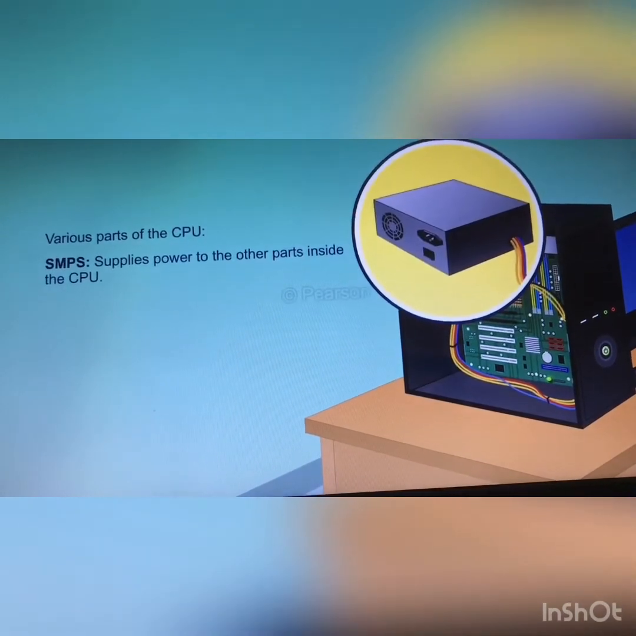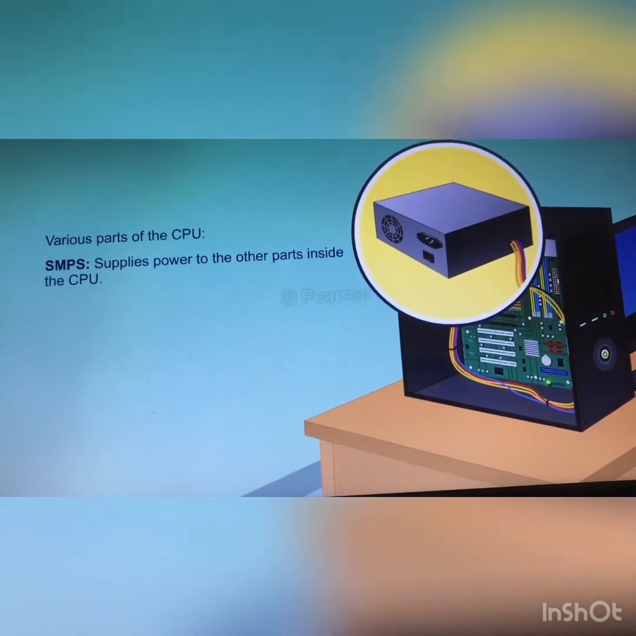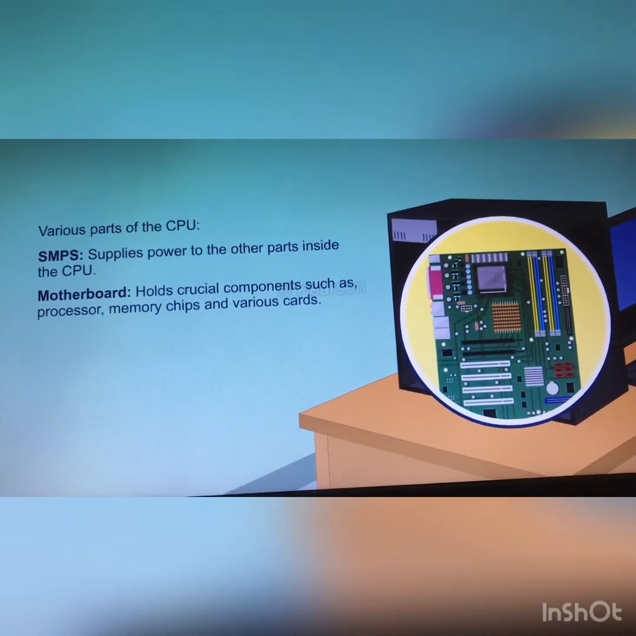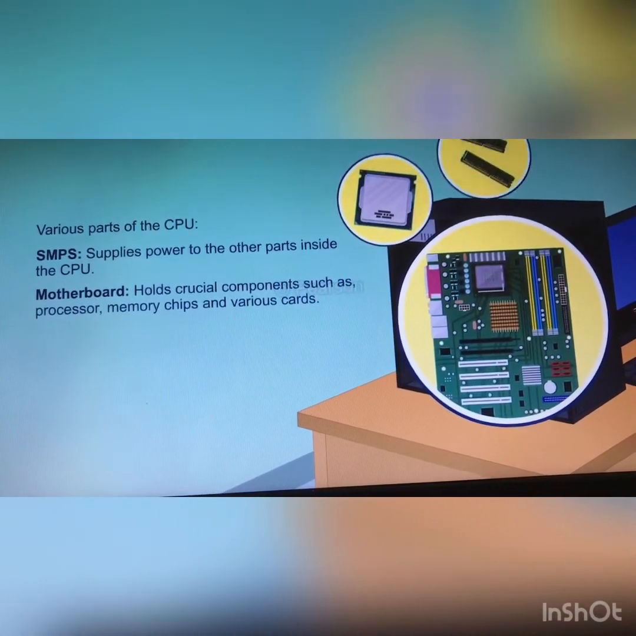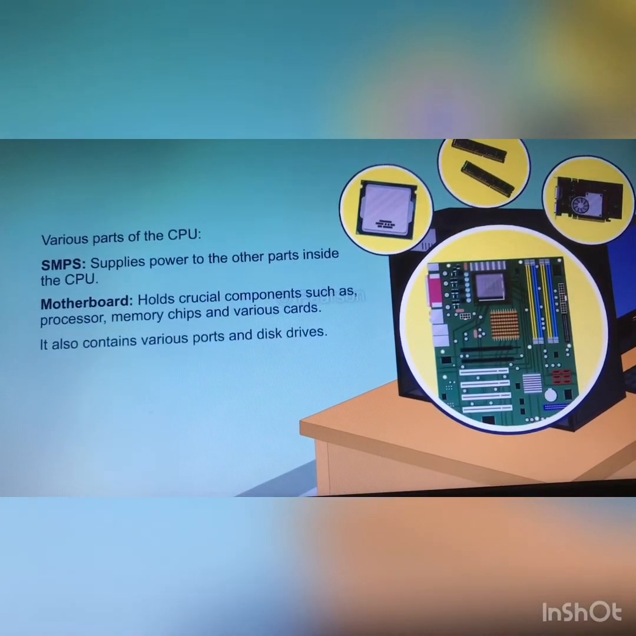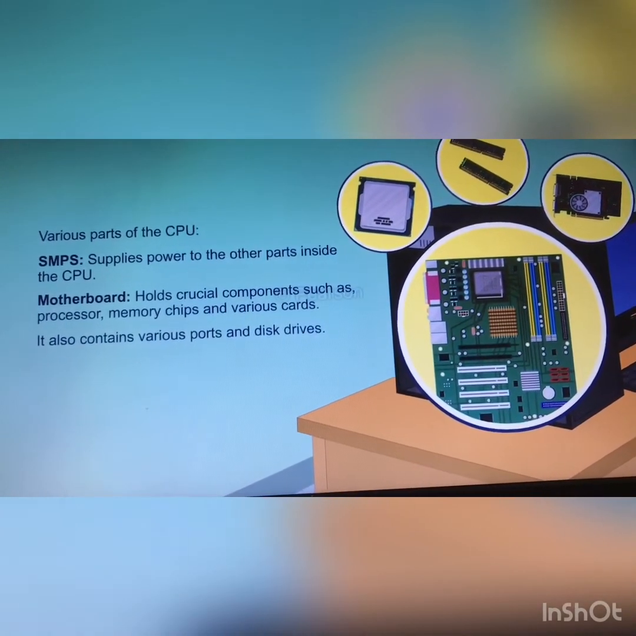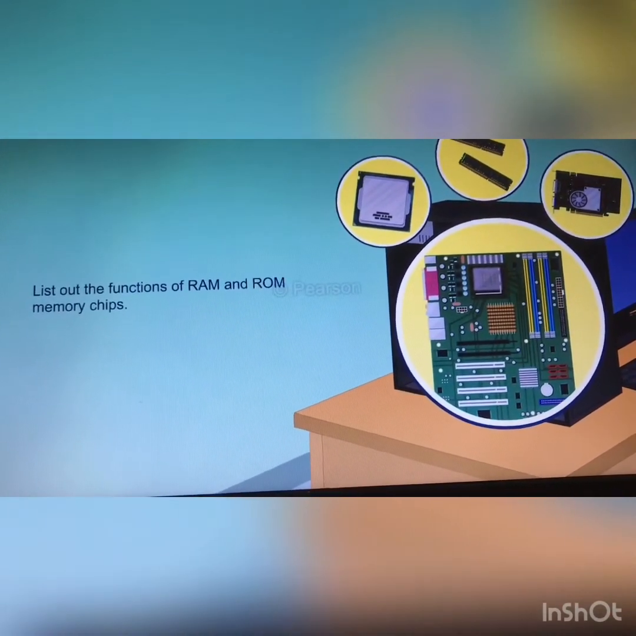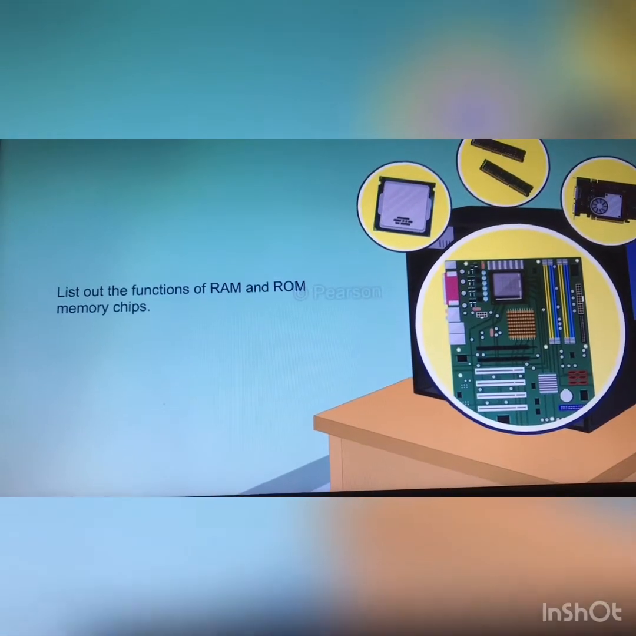SMPS supplies power to the parts inside the CPU. The motherboard holds the crucial components such as processor, memory chips, and various cards. It also contains various ports and disk drives. List out the functions of RAM and ROM memory chips.